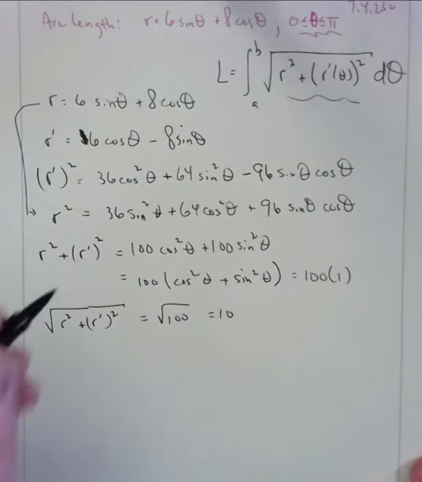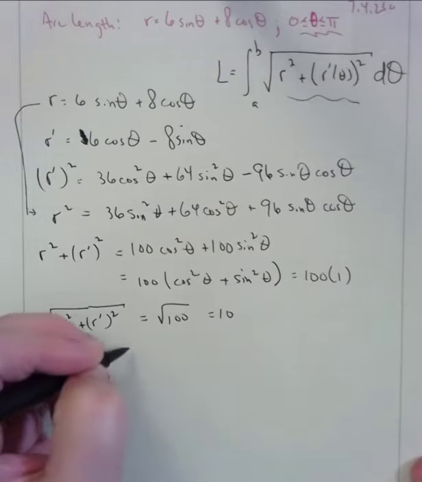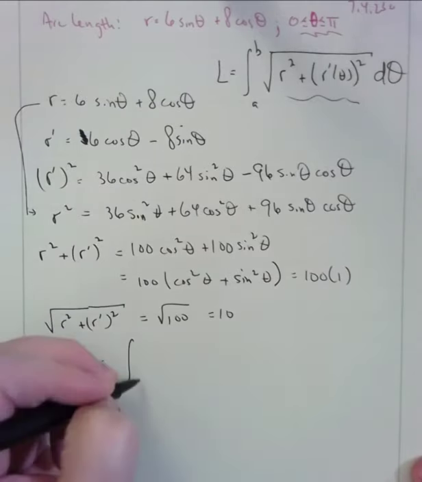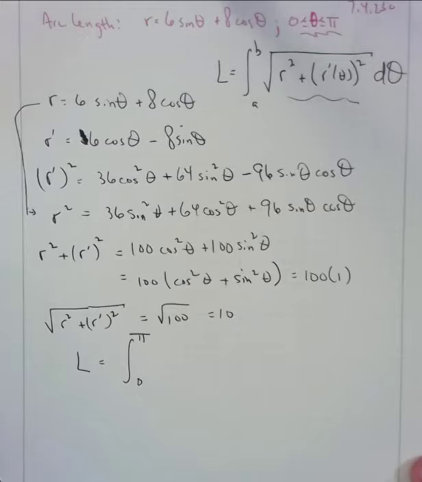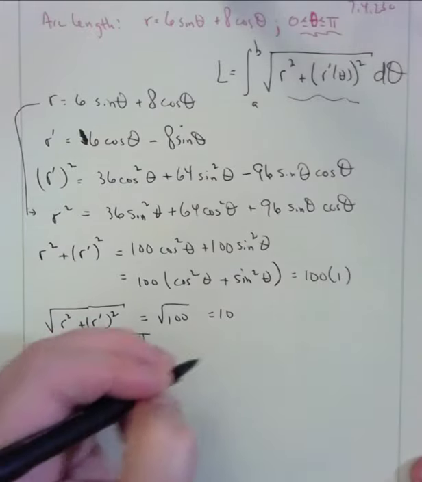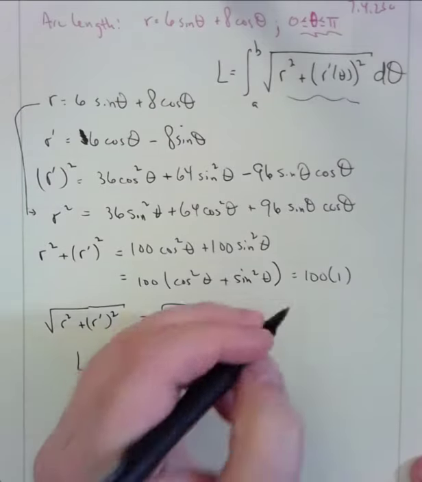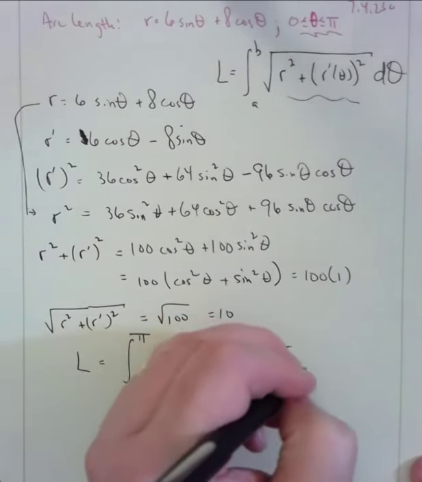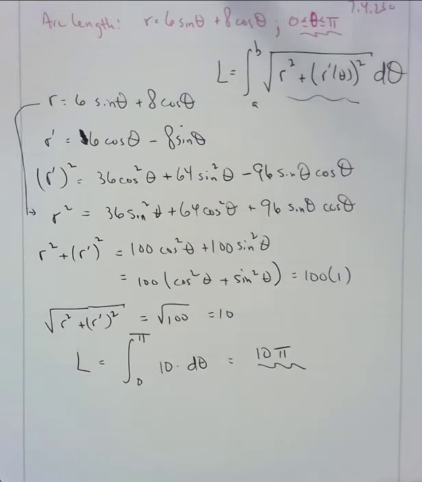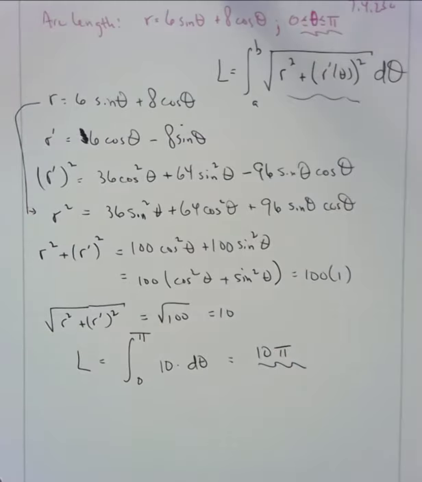Well, it's not terrible. The arc length altogether is the integral from 0 to pi, the limits were given to us, times this thing we just built, 10 d theta. Easy as that. And that is 10 pi. Now, here's a trick that's not always going to work, but sometimes it does. We could have figured out this answer just by knowing a little bit of geometry.